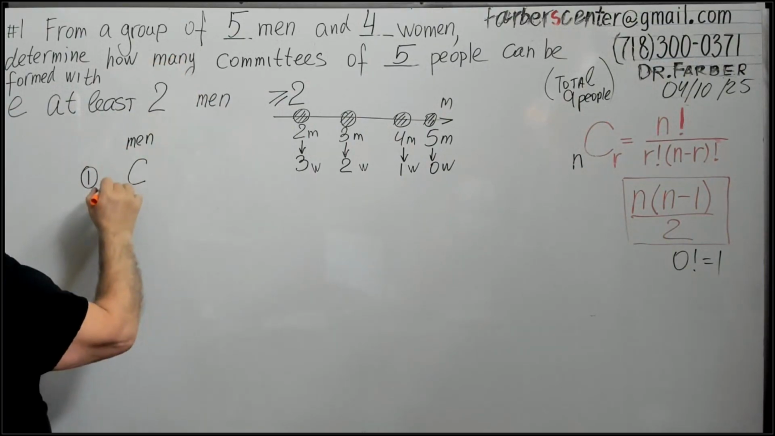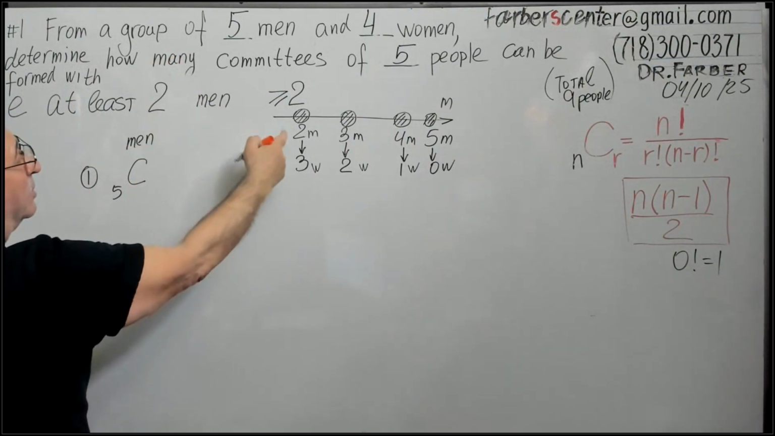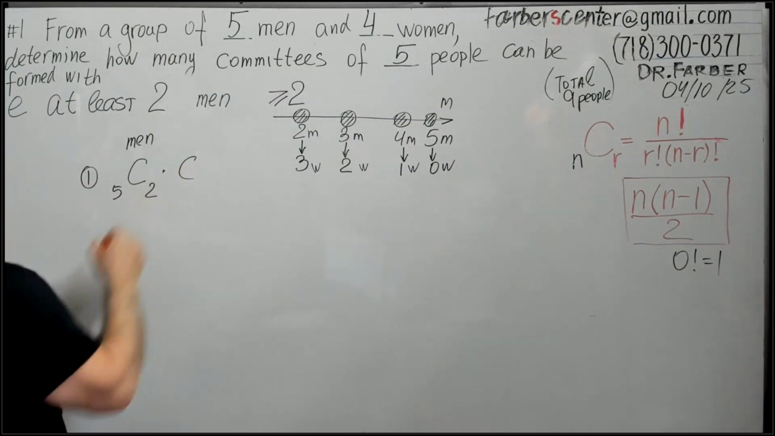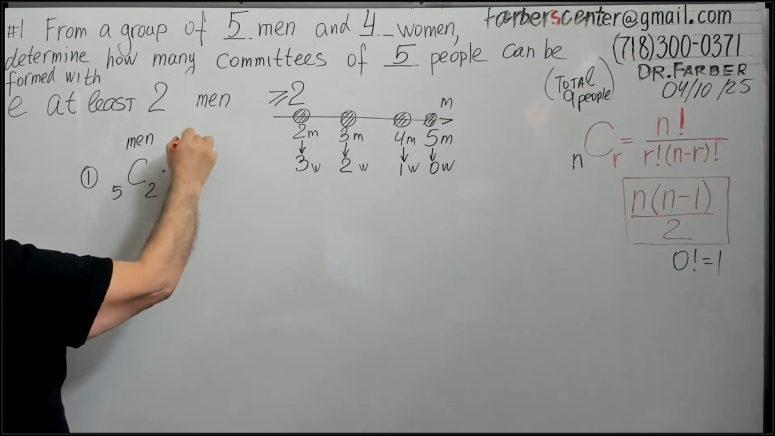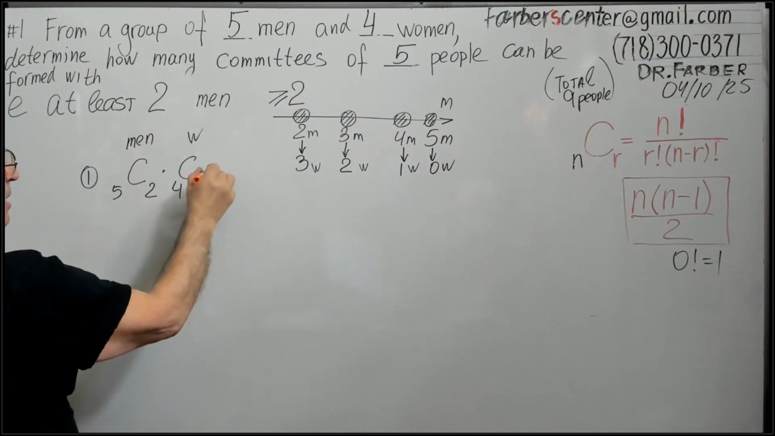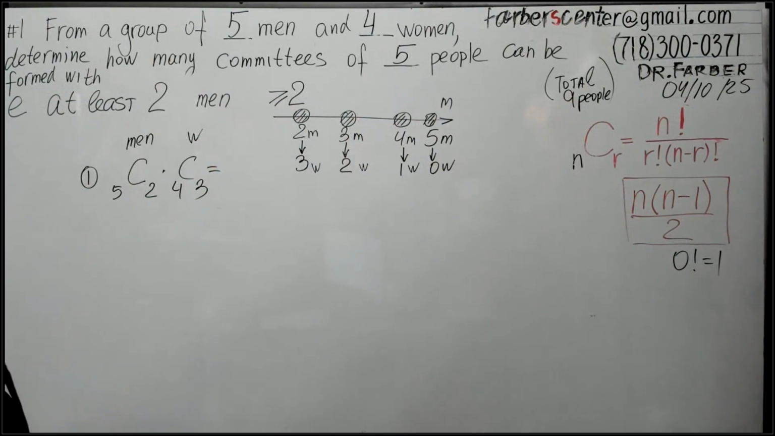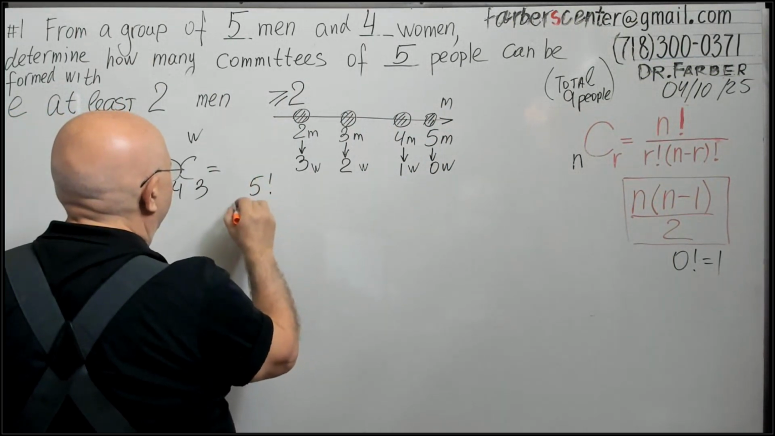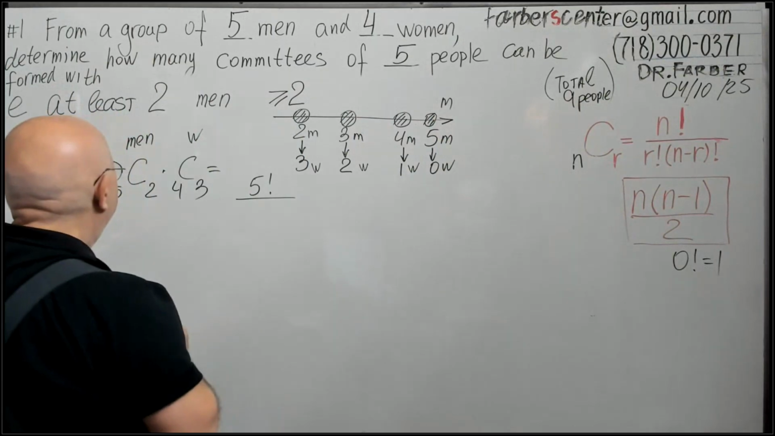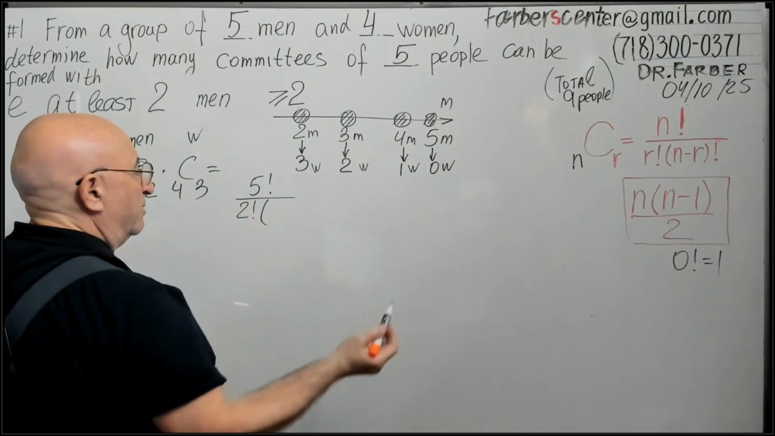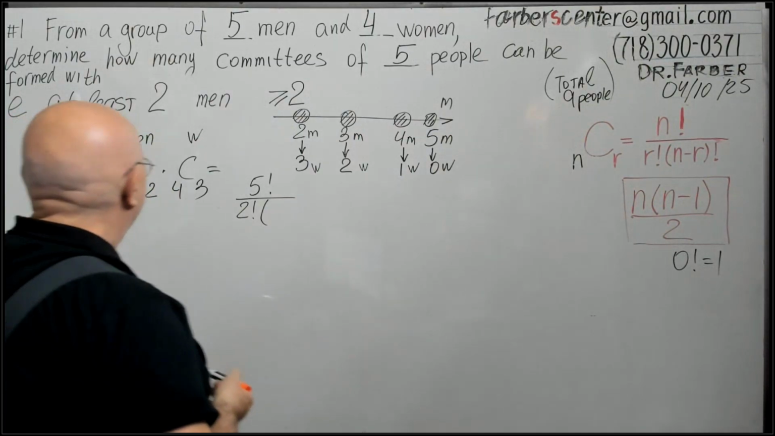C of 5 choose 2, times C of 4 choose 3 — this is women — and we count with you. How to count? It will be 5 factorial divided by 2 factorial. I write smaller, otherwise I don't have enough room.